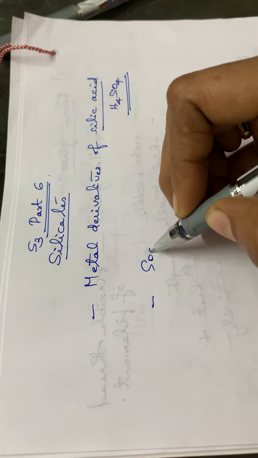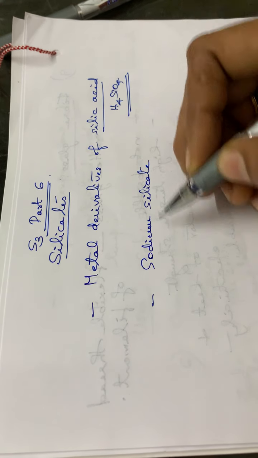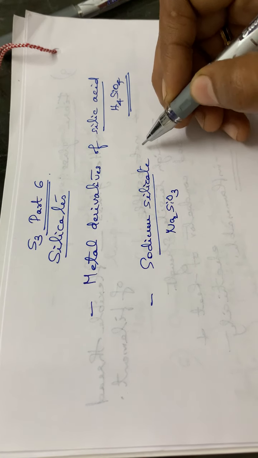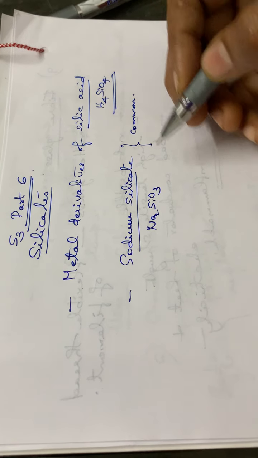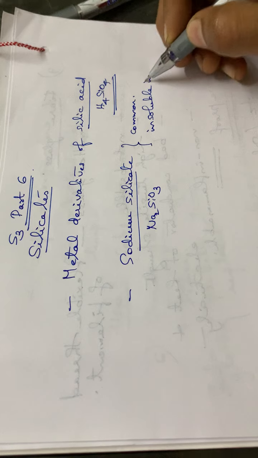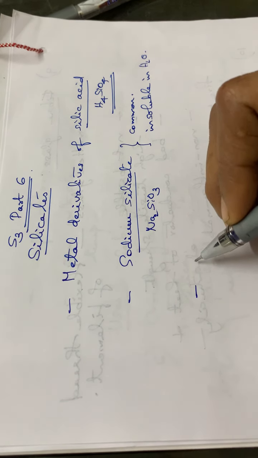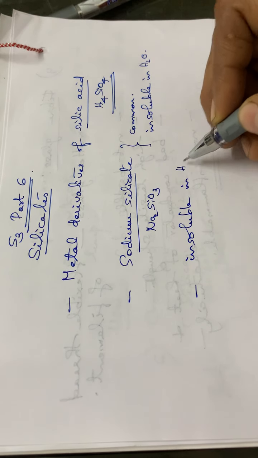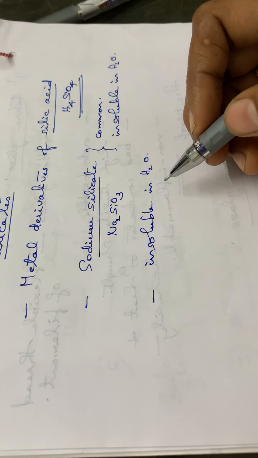is sodium silicate. Sodium silicate is the most common silicate, and the formula for sodium silicate is Na2SiO3. This sodium silicate is insoluble in water, and most of the silicates are insoluble in water.